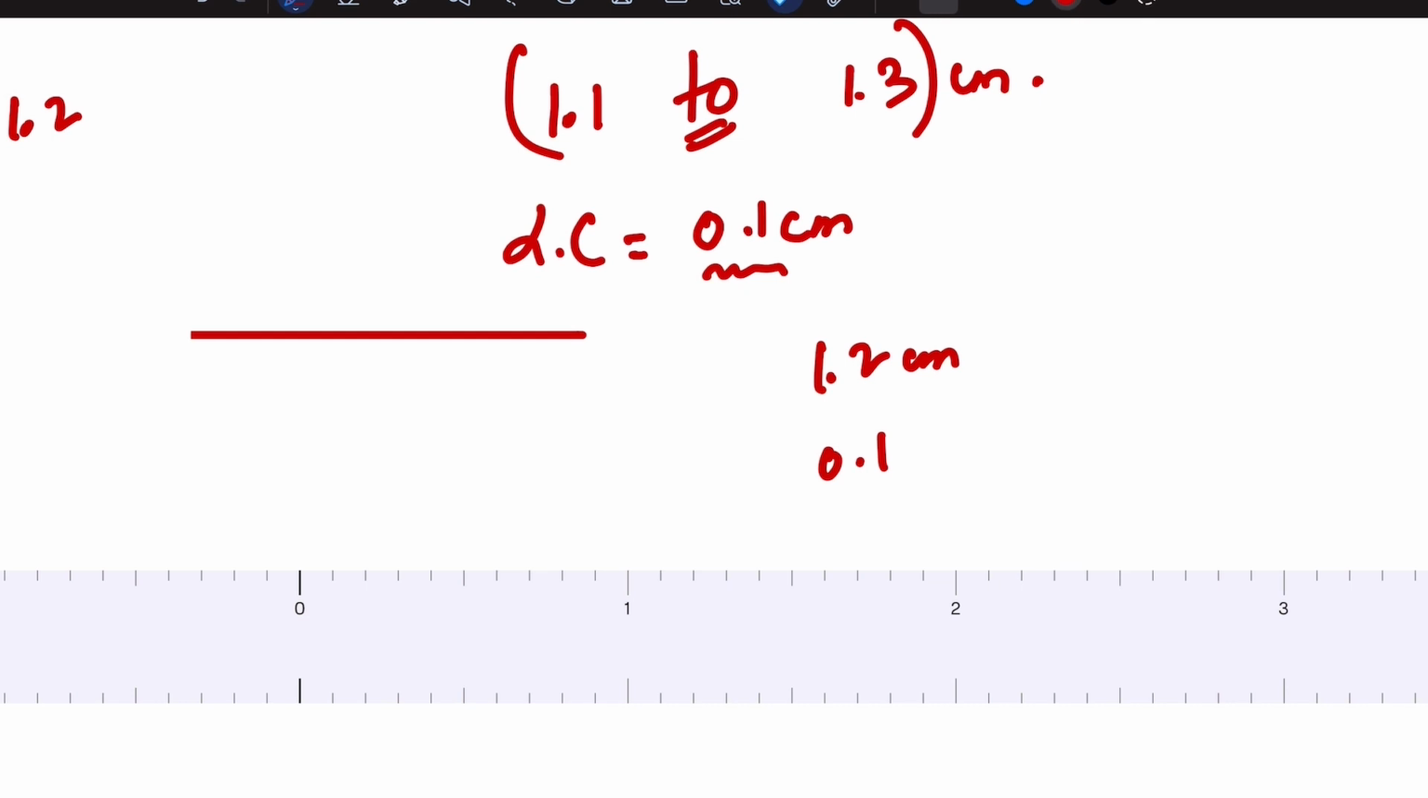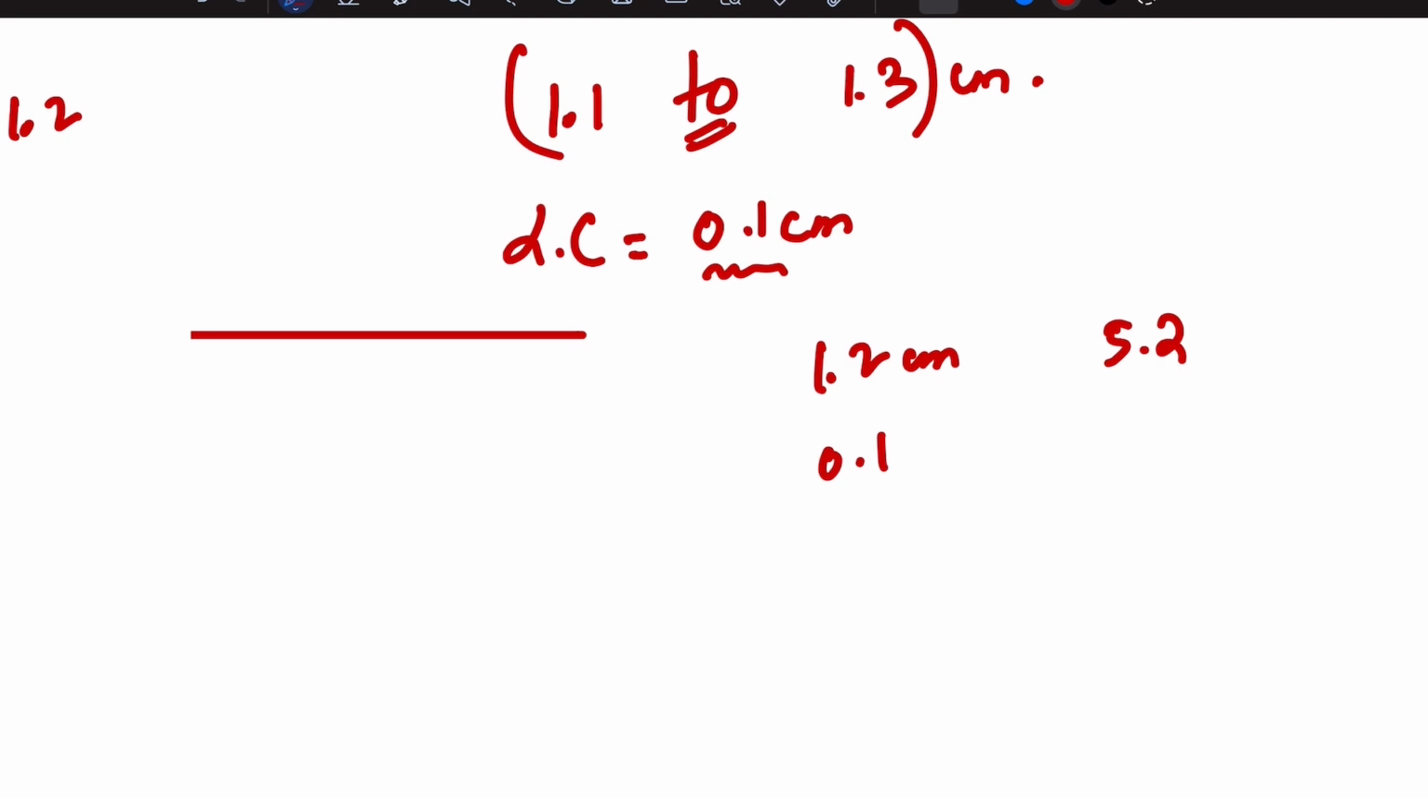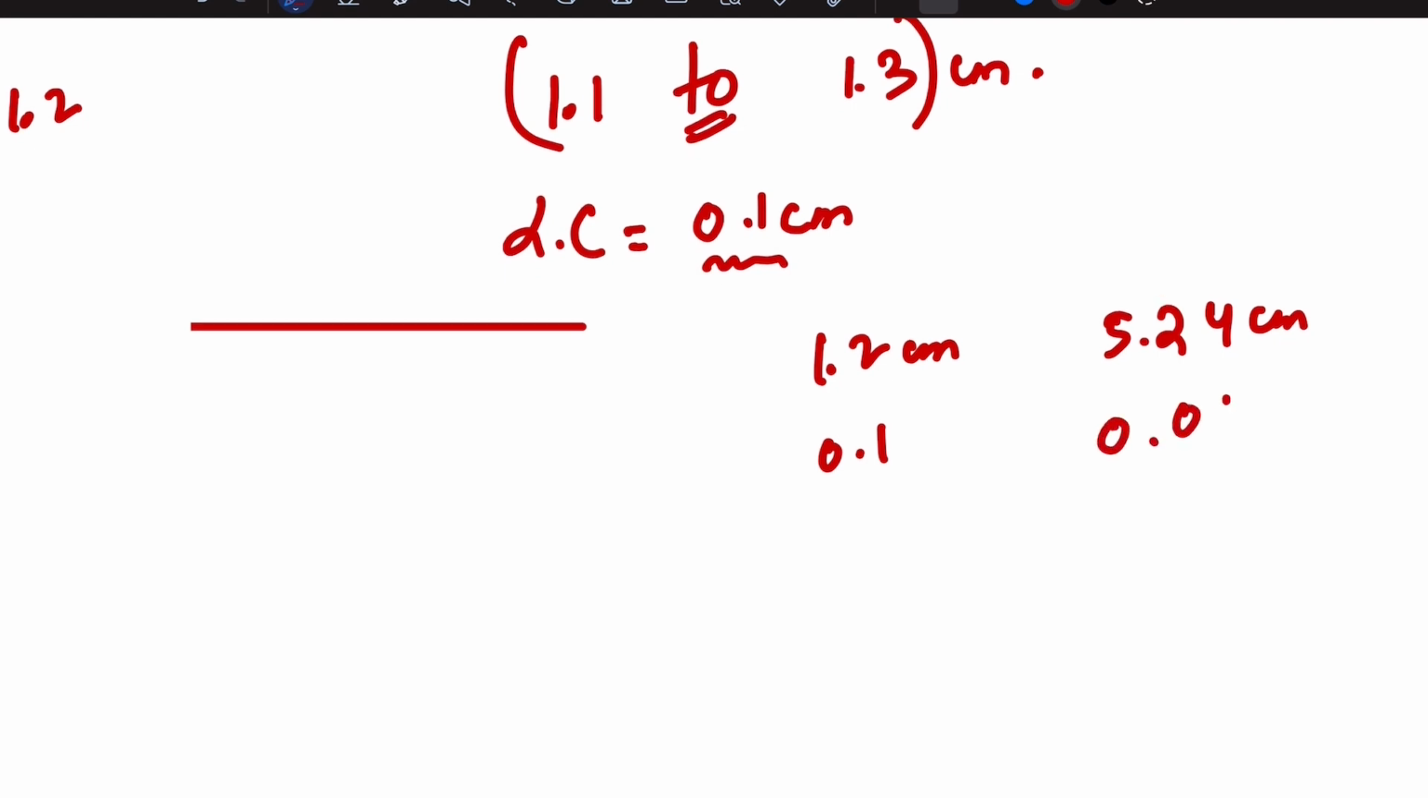Likewise, if I take a measurement as 5.24 centimeter, what is the least count? You'll say 0.01. If an object has a length of 6.214 centimeter, what is the least count? You will say 0.001.